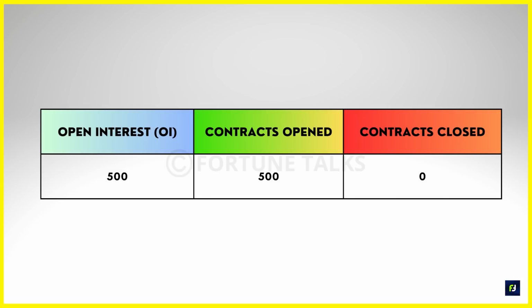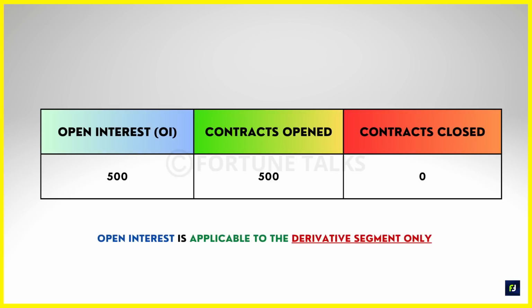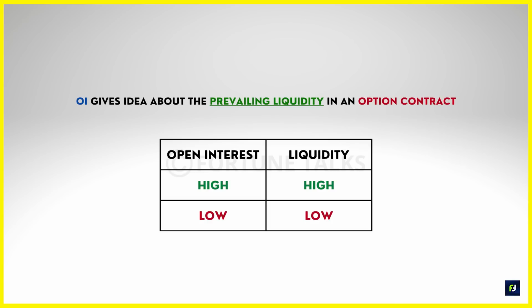However, unlike volume, which is applicable to both cash and derivative segments, open interest is applicable to only the derivative segment. But just like volume, open interest also tells a lot about the prevailing liquidity in an option contract. Basically, high open interest indicates ample liquidity, while low open interest indicates lack of ample liquidity. Therefore, as an informed trader, you should preferably open positions only in those option contracts that have good open interest.